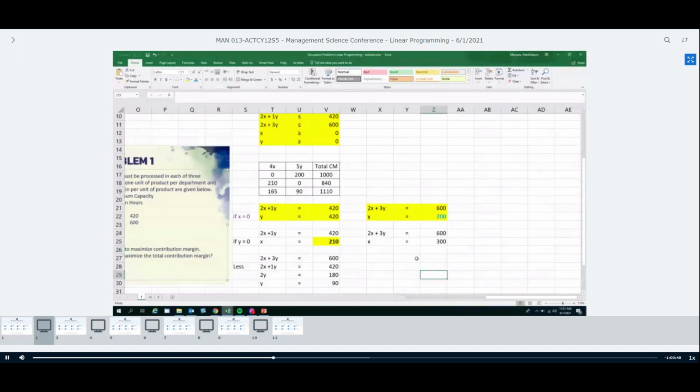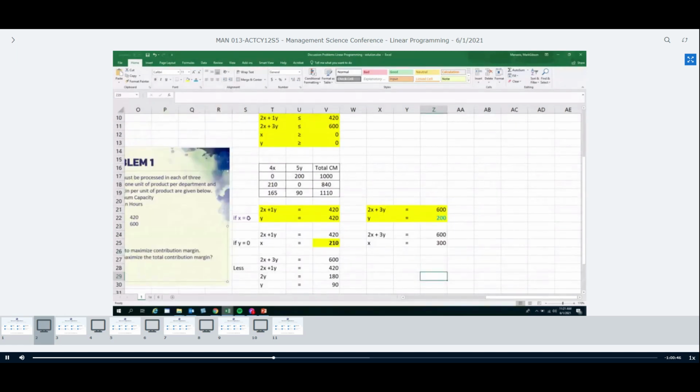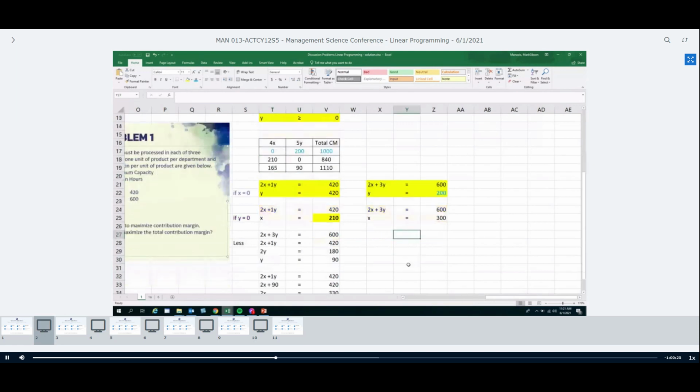So that's, di ba sabi natin, x is 0 and then 200 units of y. So 5 times 200, so that's 1,000 pesos. So total contribution margin natin is 1,000. So that's function number 1. Okay? O class, nakakasunod pa ba? O puntahan natin yung next function natin.